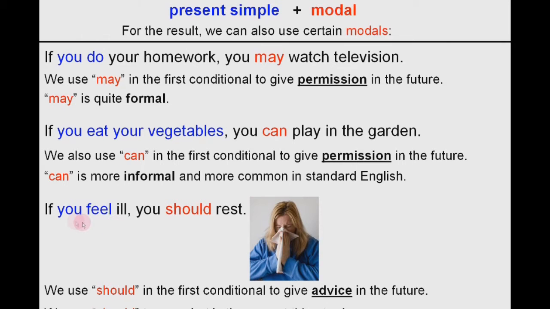If you feel ill, I advise you to rest. That is the meaning of you should rest. And don't forget, because this is the first conditional, this is a specific situation. We are not talking in general about everybody. We are telling this person here that if you feel ill, then in the future, like this evening or now or tomorrow, then you should rest. Okay, specific. We are not talking about general advice for everybody when they are ill.